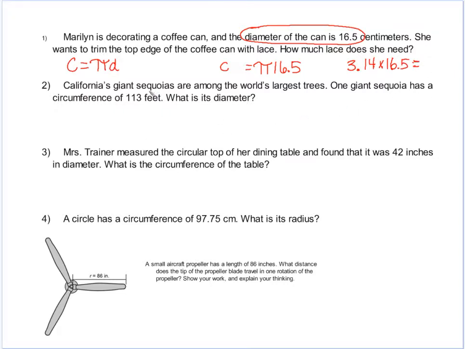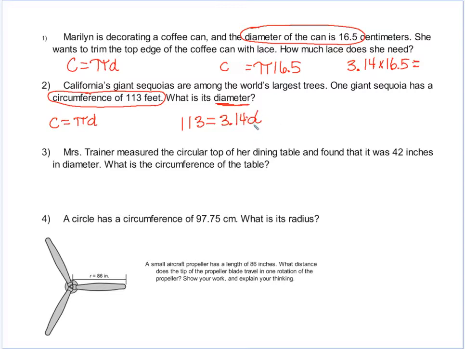Number 2, California's giant sequoias are among the largest trees. One giant sequoia has a circumference, so this is telling me the circumference, of 113. What is its diameter? Well, I need to figure out my diameter. I know their circumference, so I'm going to use the pi times d equation or formula. Now I'm just going to fill in what I know. So the circumference is 113 equals, we're going to use 3.14 for pi times the diameter.